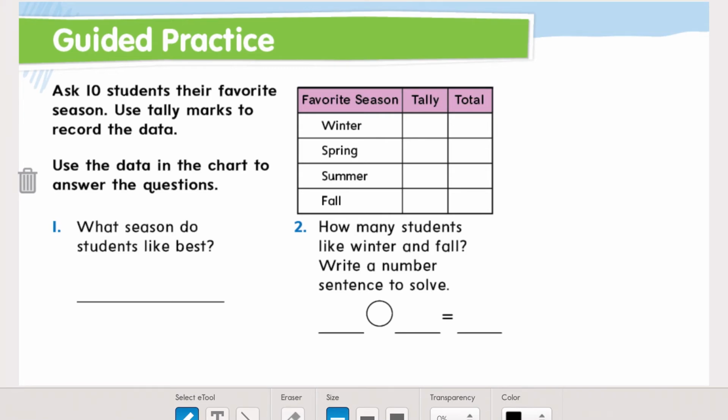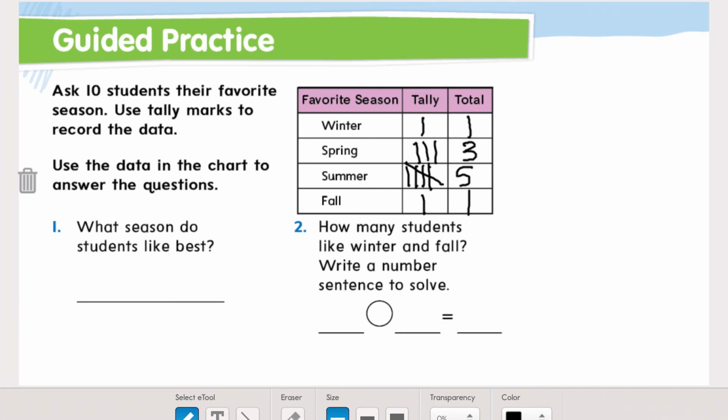All right, I am on guided practice, page 530 in your MyMath book. I'd like for you to fill in this chart with me using tally marks. So it says that we asked students their favorite season. 1 chose winter, so do 1 tally mark, 1 total there. 3 chose spring. 5 chose summer. So on our 5th one, we're going to cross it out. And 1 chose fall.